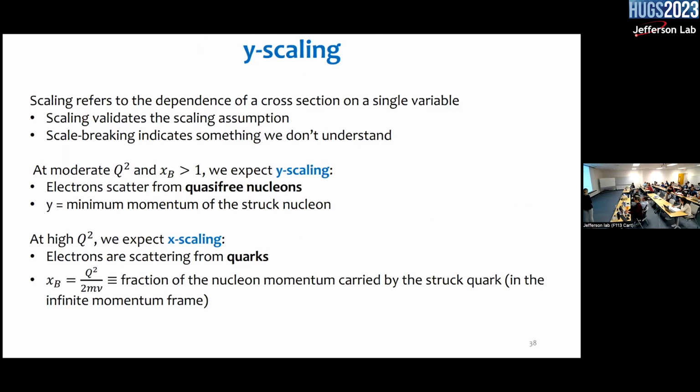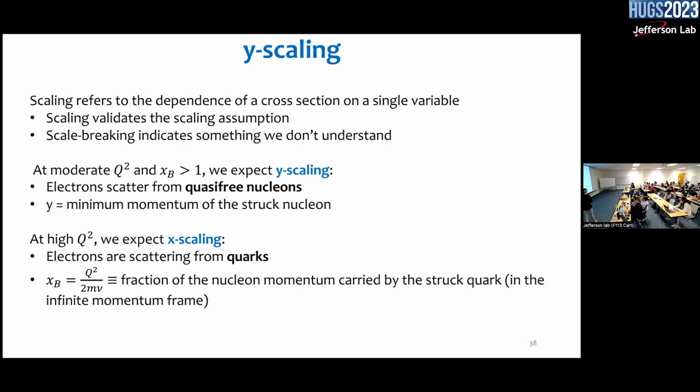Okay, so now we talk about scaling. So what is scaling? Scaling is a dependence of the cross section on one single variable. So that sounds like a feat in nuclear physics, right? We can factorize this all into one single variable. So scaling validates whatever your assumptions are when you decide to say that this is scaling. But then when it breaks, that means that there's either something that we're not accounting for in our assumptions, or there's something we don't understand.